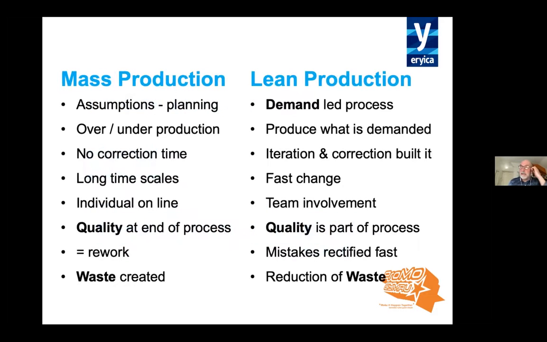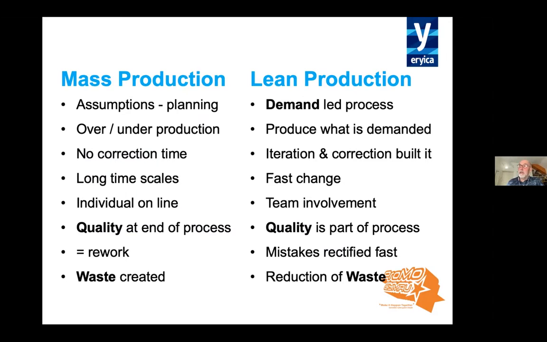So the difference between mass production and lean. Mass production is about assumptions and planning. It often overproduces, underproduces, no correction time, long time scales. There's an individual on the line producing something. The quality doesn't really get checked until it gets to the end of the process, which creates a lot of rework and waste. So an example is, if you're making a car, if you don't check the quality until the end of the process, you're going to have to bring the car back and fix it.